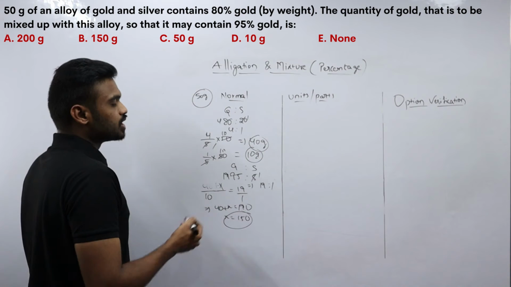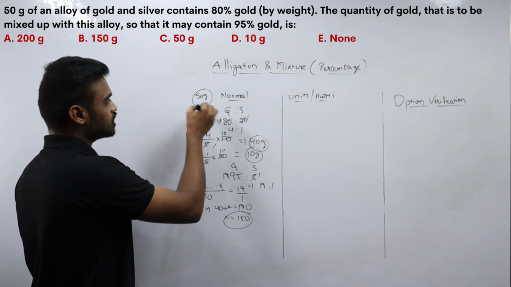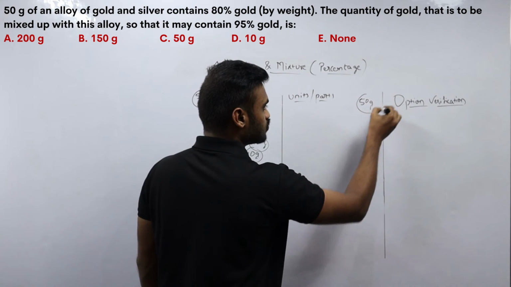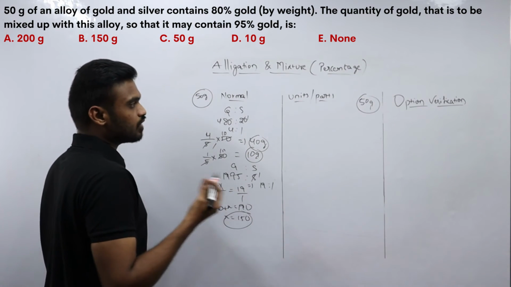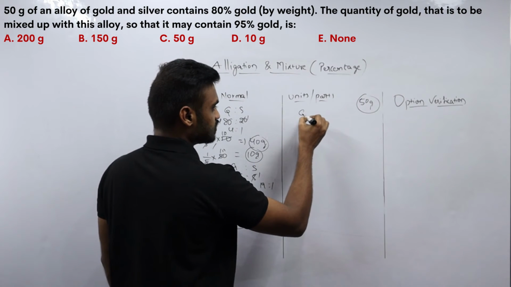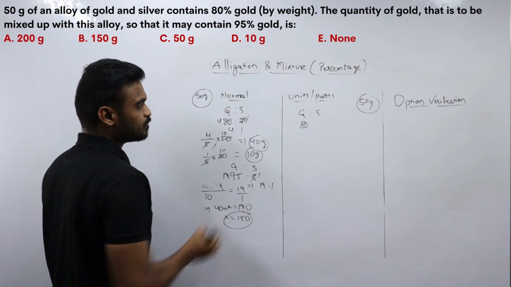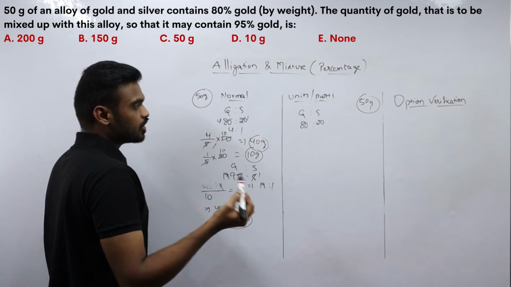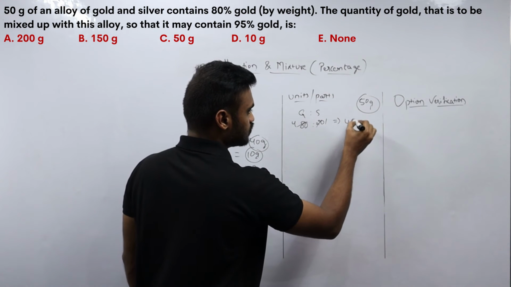Now let's solve the same problem using this units or parts method. Initially the total quantity of mixture is 50 grams. In this 50 grams, the total quantity of gold is 80%. Now what is the percent remaining? That is 20% is silver. If I cancel this, I will get 4 and 1. So the initial ratio is 4:1.